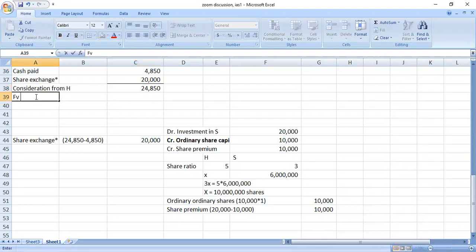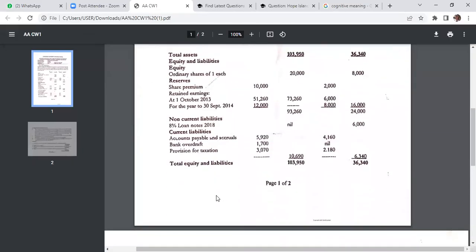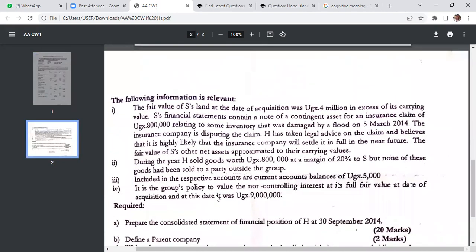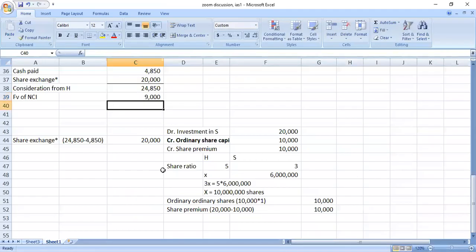Then you bring the fair value of NCI, the non-controlling interest, the minority shareholder, the one who owns the 25% that is remaining. For this one, they gave us the fair value in the question. They said it's the group's policy to value non-controlling interest at its full value or full fair value at the date of acquisition, and at this date, it was 9 million. So you bring the 9 million, which is 9,000.